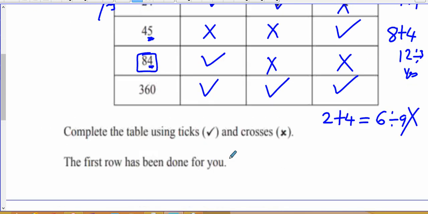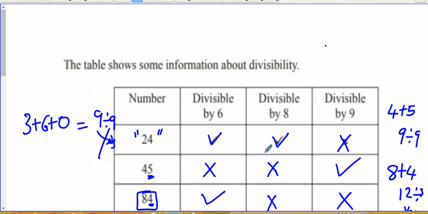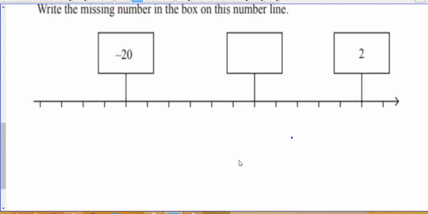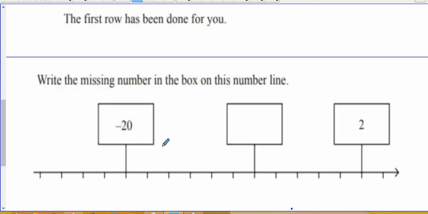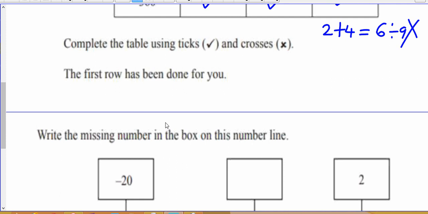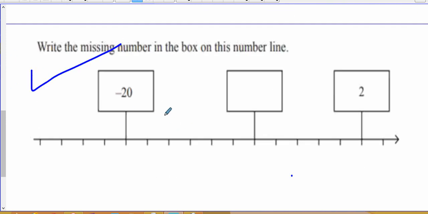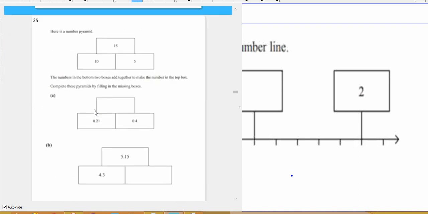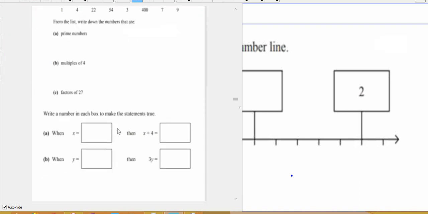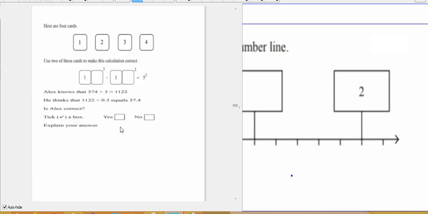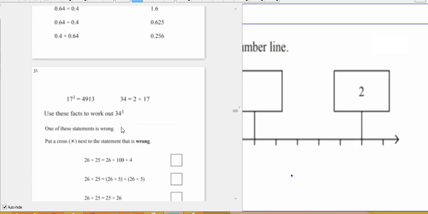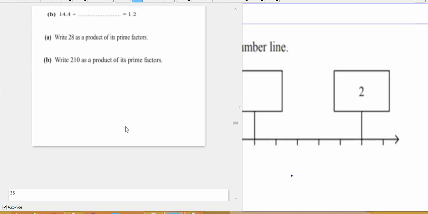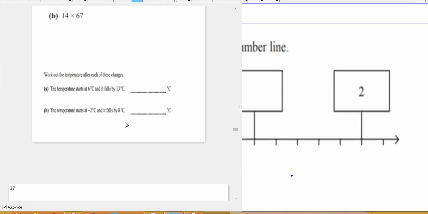Okay, now for today, we may end up here and we'll proceed next time. When we come back next time, we are going to start with this question and continue until the last question, because the other questions are very simple and direct. So this is how it goes.